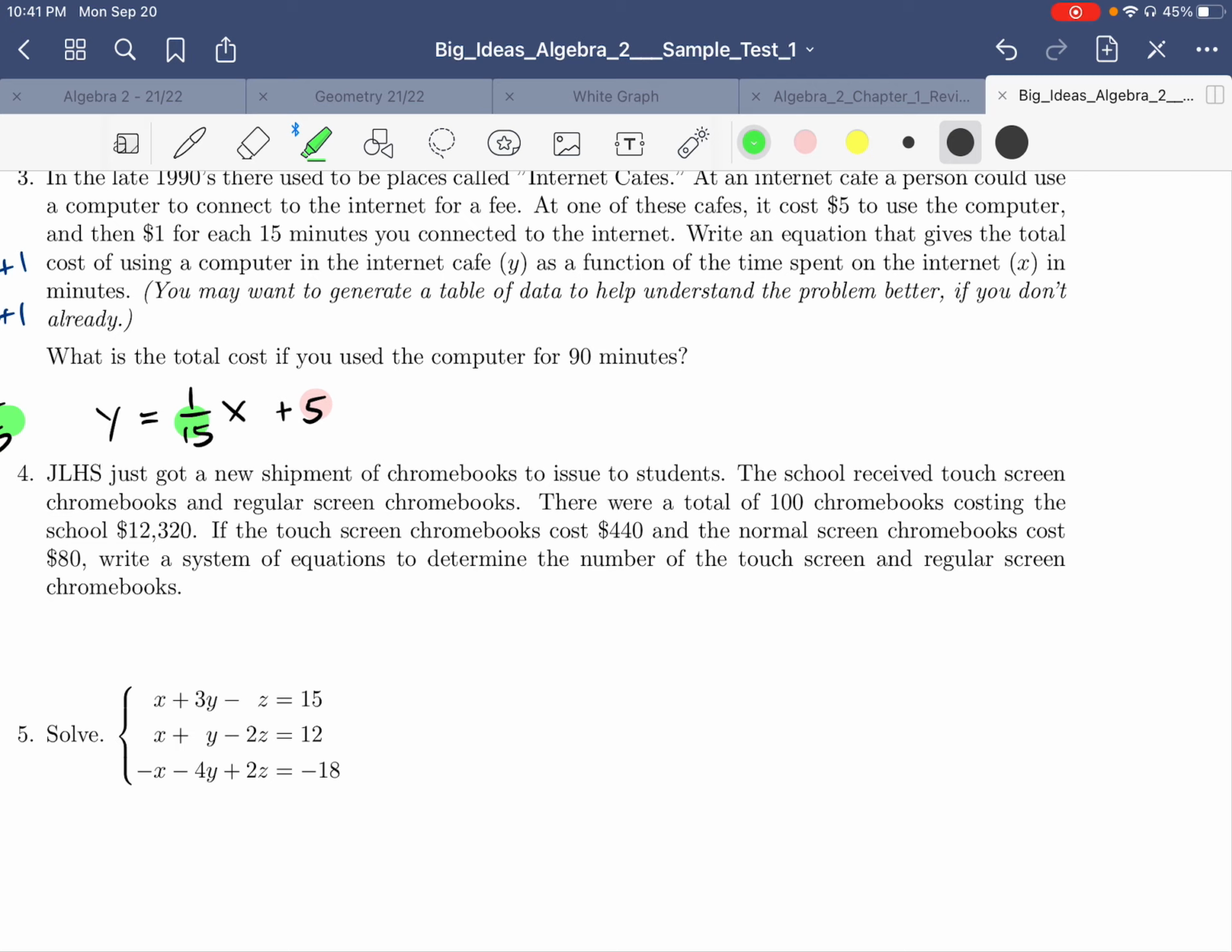All right, so here it is. There were a total of 100 Chromebooks. That's a really important idea right there. That tells you exactly how many Chromebooks we're getting total. And right after that, you find out that the cost of all 100 Chromebooks is going to be $12,320. That's an important idea right there.